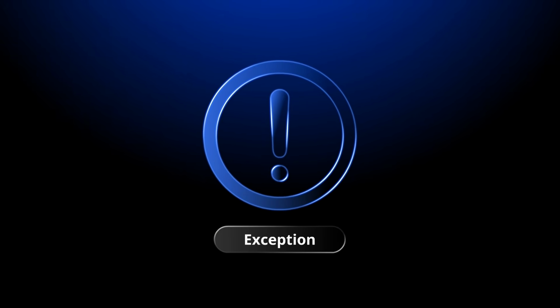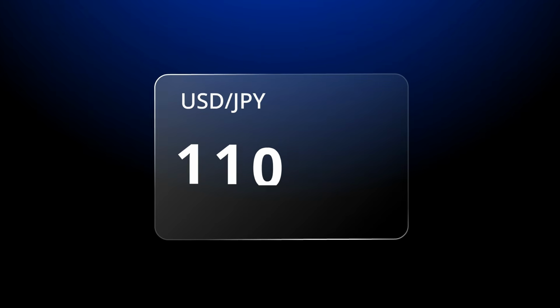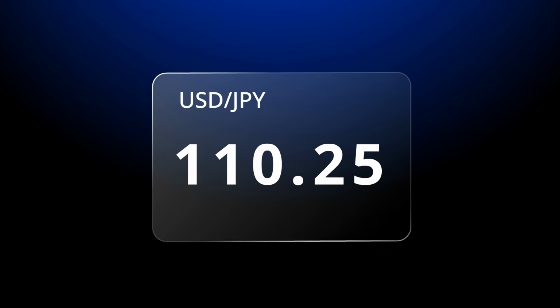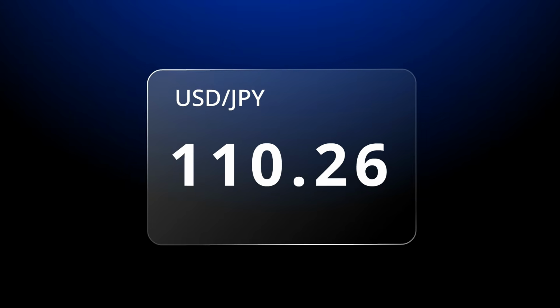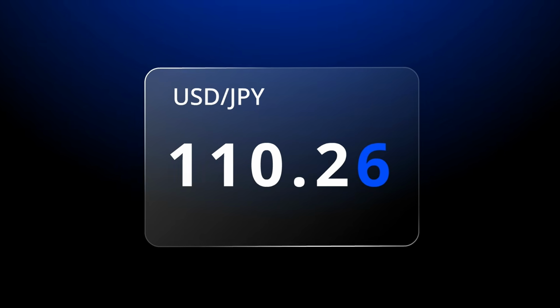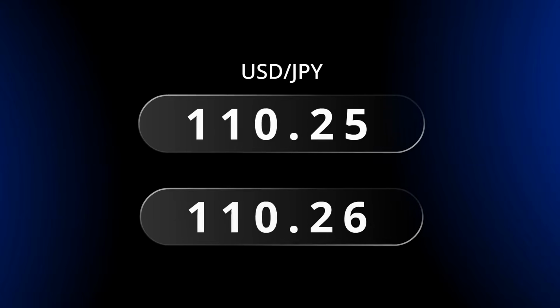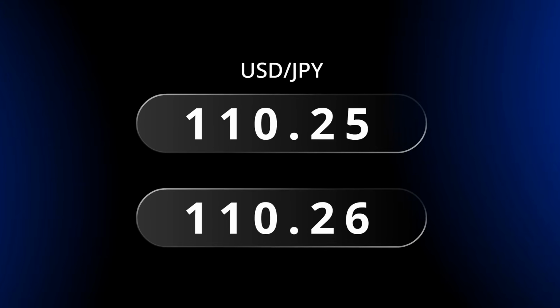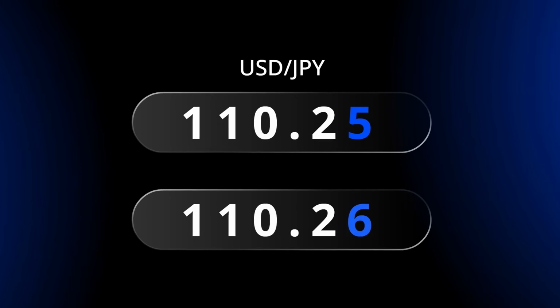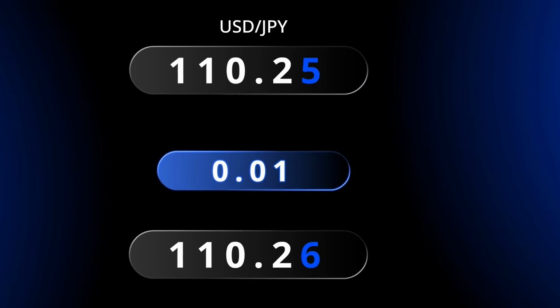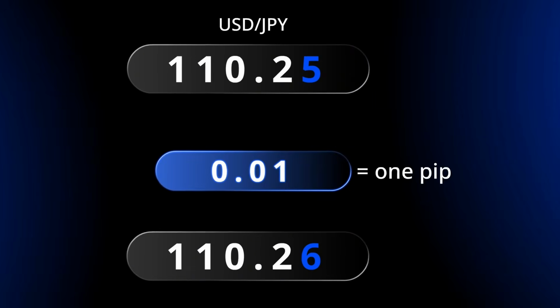However, there is an exception. When the Japanese yen is the quote currency, pairs are typically quoted to 2 decimal places. In that case, a pip represents movement in the second decimal place. For example, if USD/JPY moves from 110.25 to 110.26, that 0.01 change equals 1 pip.